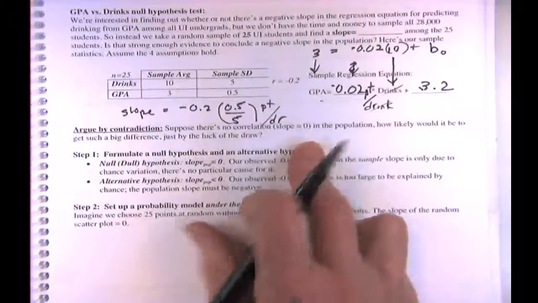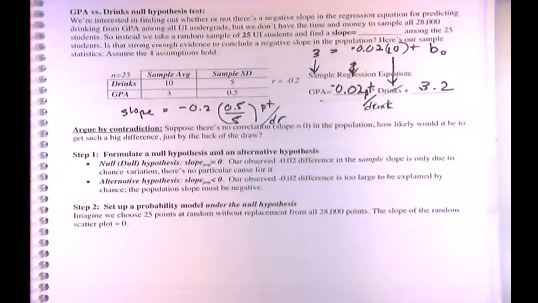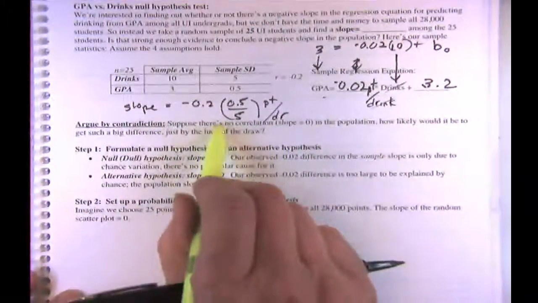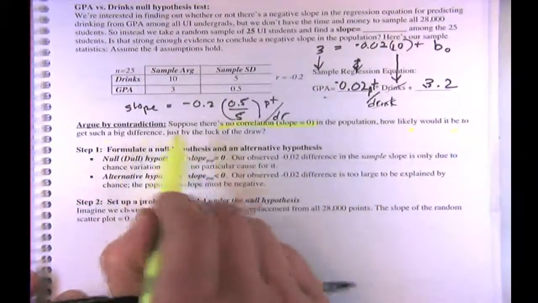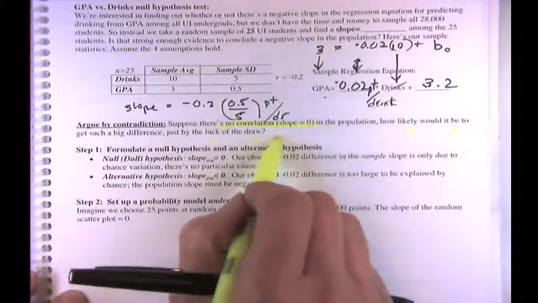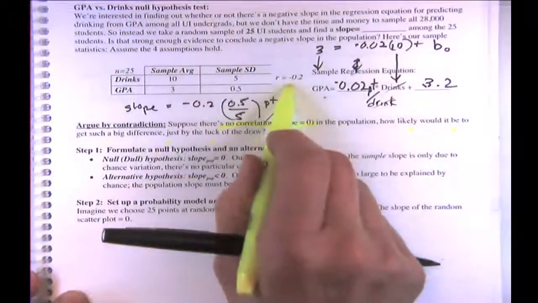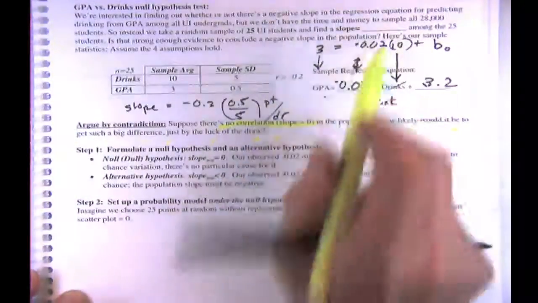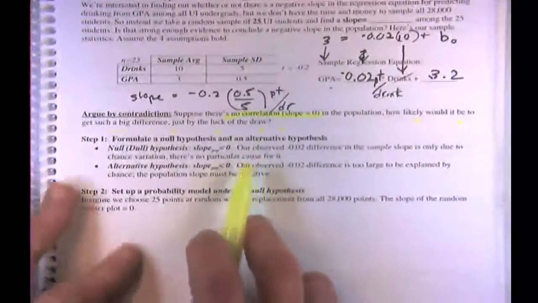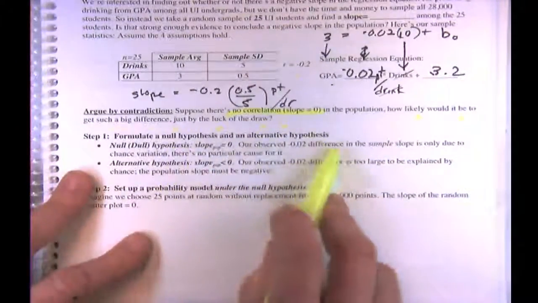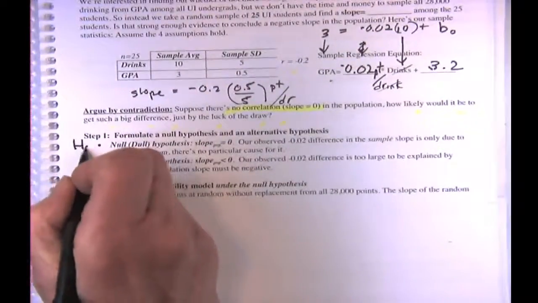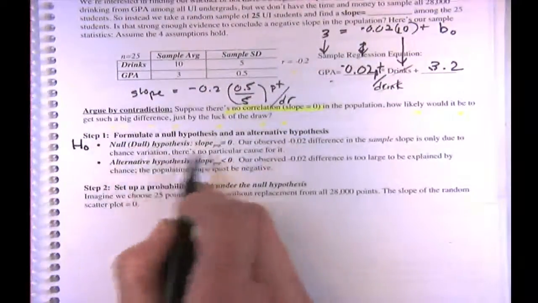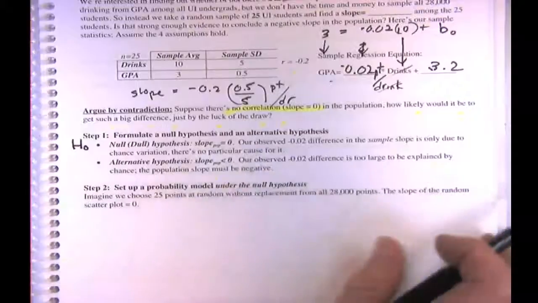Suppose there's no correlation. That's equivalent to saying that the slope's equal to 0 in the population. How likely would it be to draw such a big difference just by the luck of the draw, this big a correlation or this big a slope? So you formulate the null hypothesis and an alternative, and the null, H naught, is always like nothing's going on, that the slope in the population equals 0.